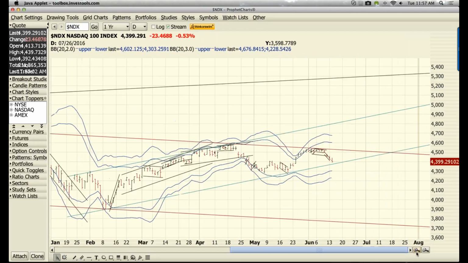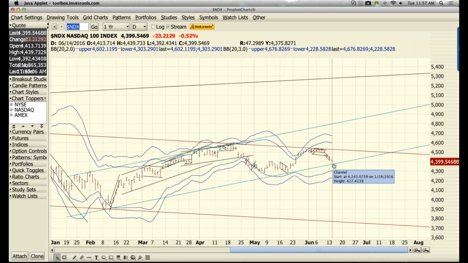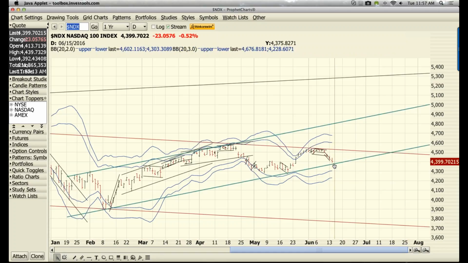When we moved higher on this last go-round, we stalled out at that longer-term channel resistance, and since then we have moved lower. Now, what's very interesting to me is we're getting very close to this rising cycle support. Rising cycle support is at around 43.75, and we're currently trading at 43.99.